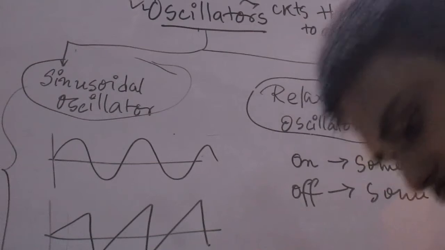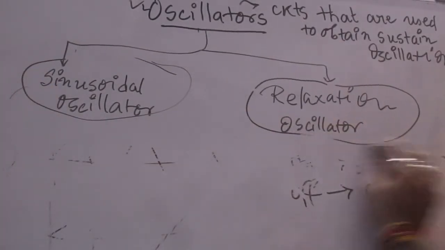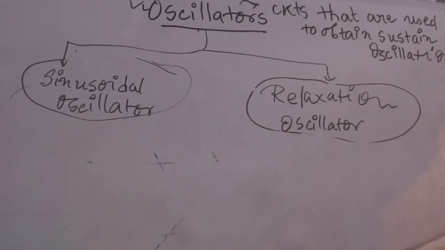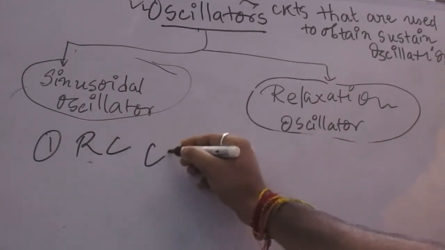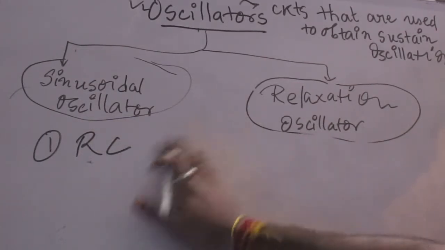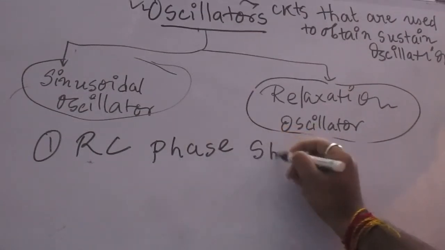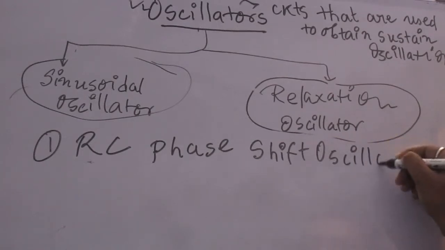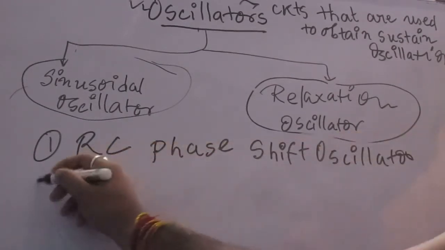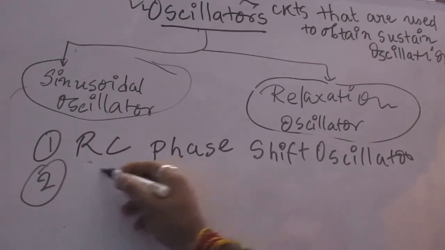Now, the sinusoidal oscillator can also be classified into 4 types of oscillator. What are these? First, the RC coupled or RC phase shift oscillator. The second one is the Colpitts oscillator.